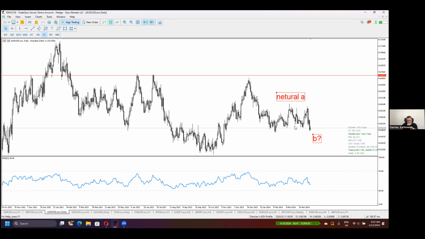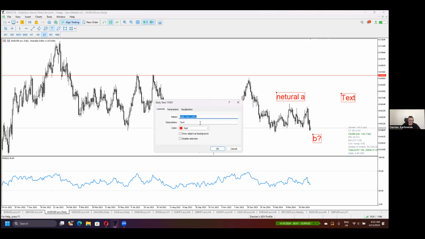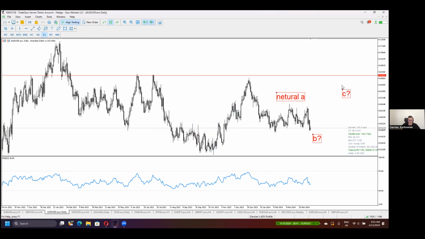And here we have a shape of the simple correction. After that, what we are missing right here is the wave C. Because wave A is neutral right now and B didn't break the bottom yet, I can still look for the shape of the simple correction. And of course, once the price breaks this local bottom, then we will change it to splitting or irregular. And this is what I see here on the AUD USD right now.